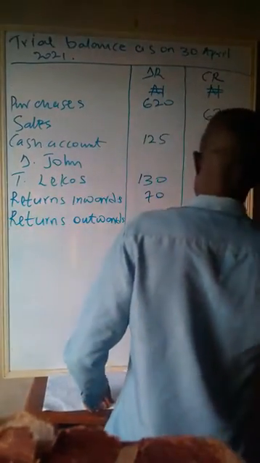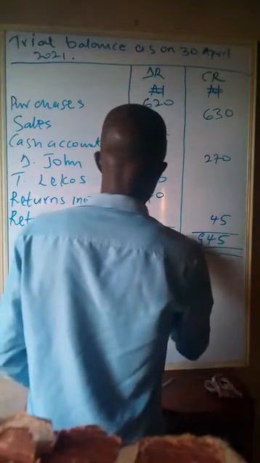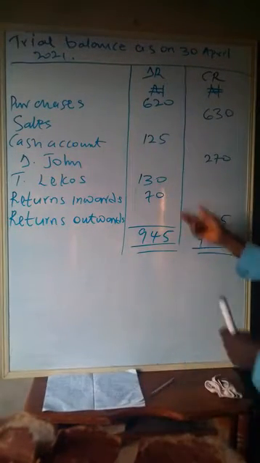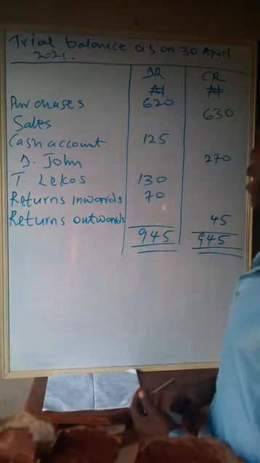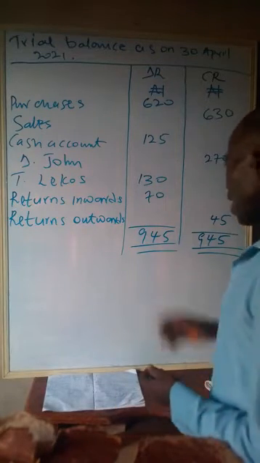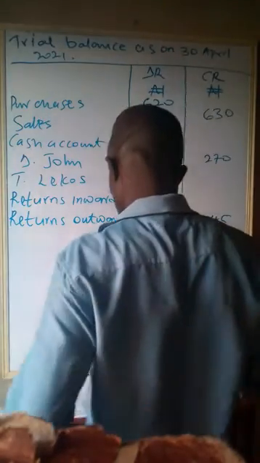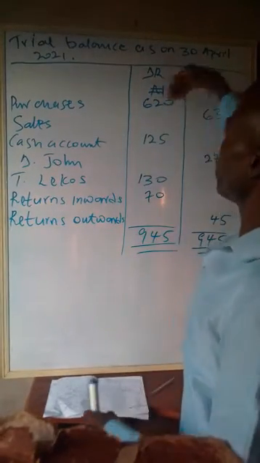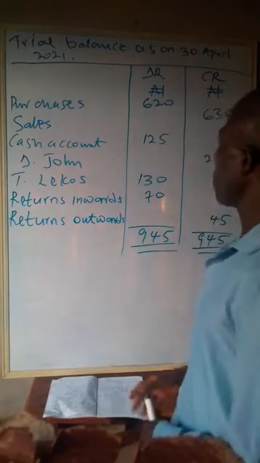and if you add it up, it gives you 945. It must balance. So there is a debit account and a credit account, and those balance each other. So there's no need of bringing it here. You only need the balances. The balances in the previous period are not coming to the next period. But these are the balances that we have there.